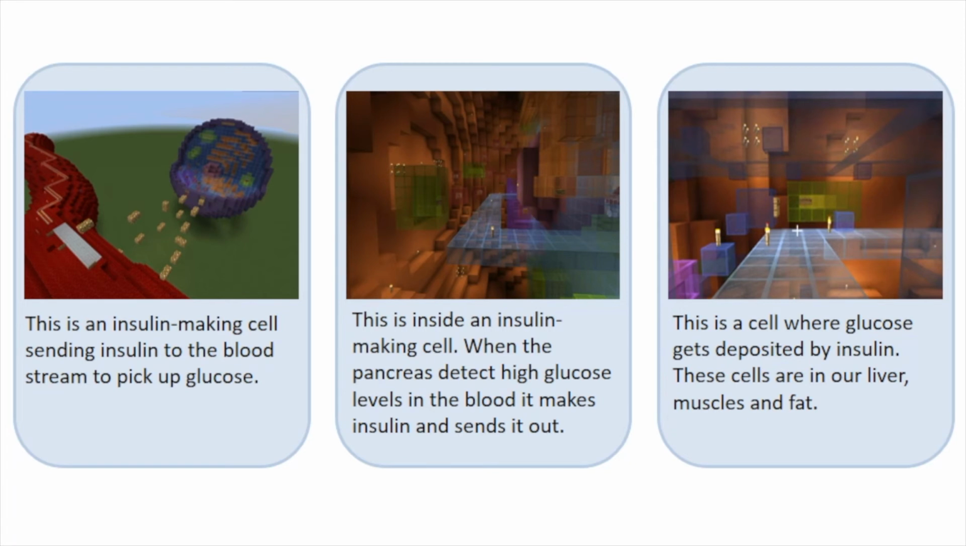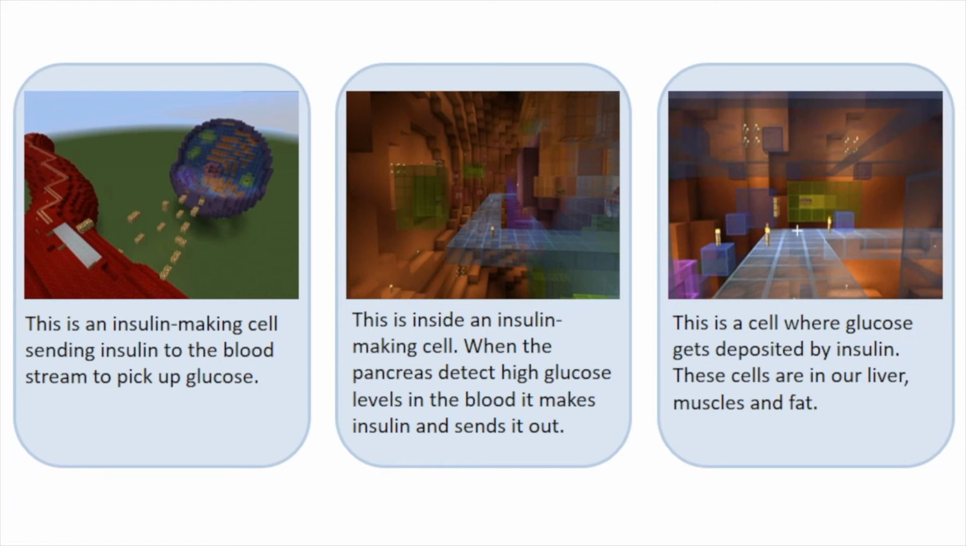In the picture in the middle, you can see inside this cell. If you look closely, you can see the insulin blocks wrapped in a red glass block. This is showing something called a vesicle, which packages insulin up and sends it out of the cell on its mission to collect glucose.